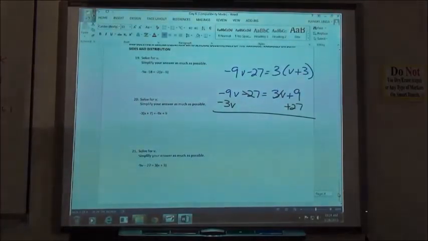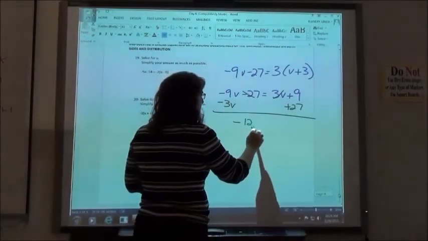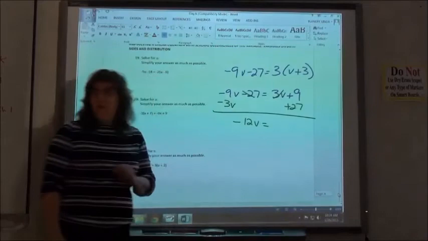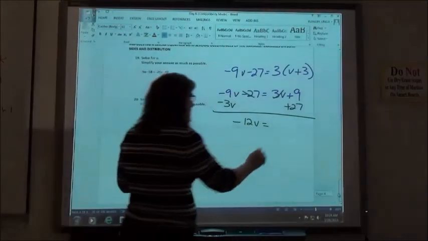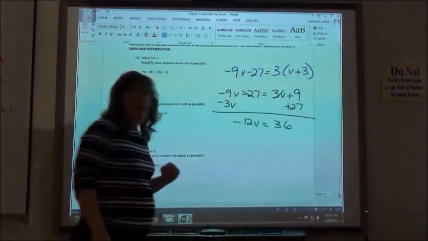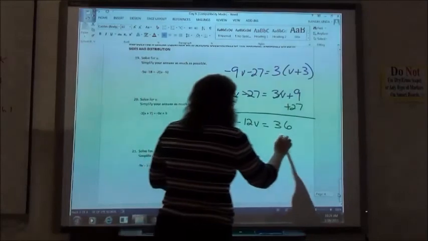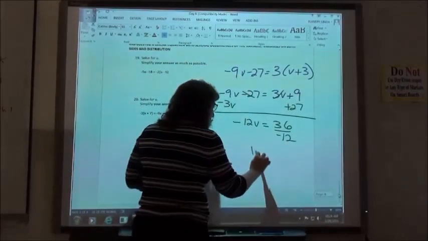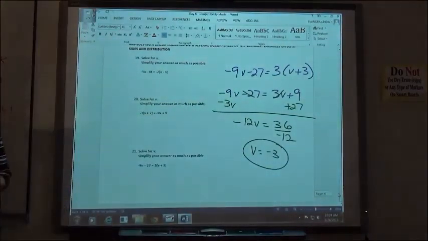So then I'm going to get what? Negative 12b equals 36. And my last step, dividing by my negative 12. My answer then, b equals negative 3.